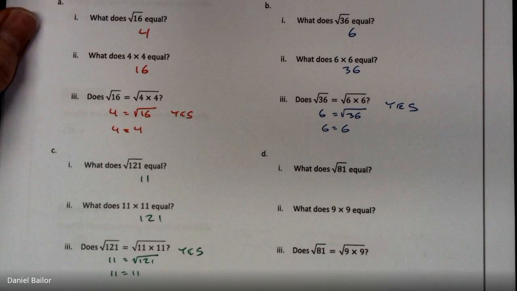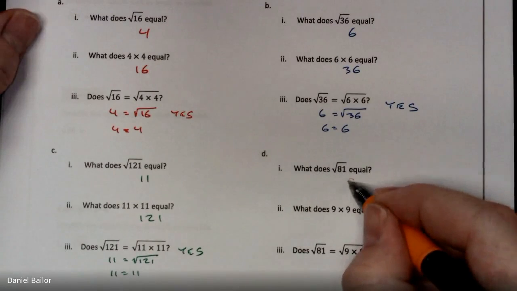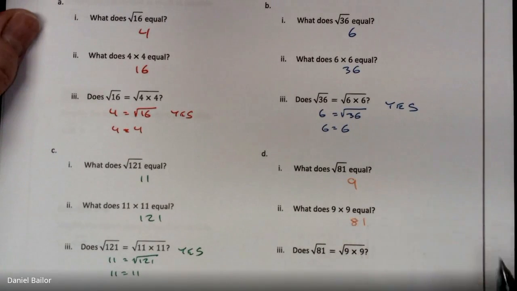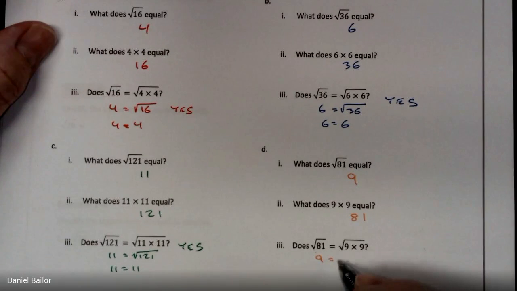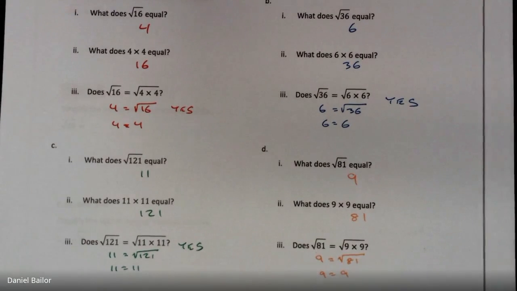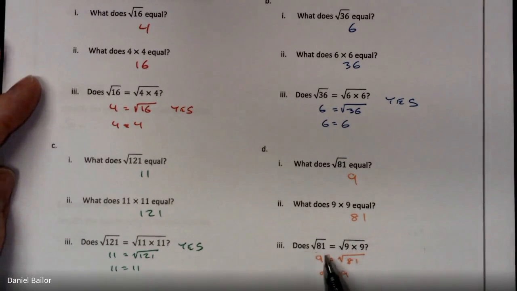Okay, one more. Let's see. Square root of 81 is 9. 9 times 9 is 81. Does the left equal the right? Well, this side is 9. Let's simplify inside the square root. That's 81. So I get 9 equals 9. Okay, so what they're trying to tell us is that it's the same thing. It is the same thing if you take a product or if you take the factors.